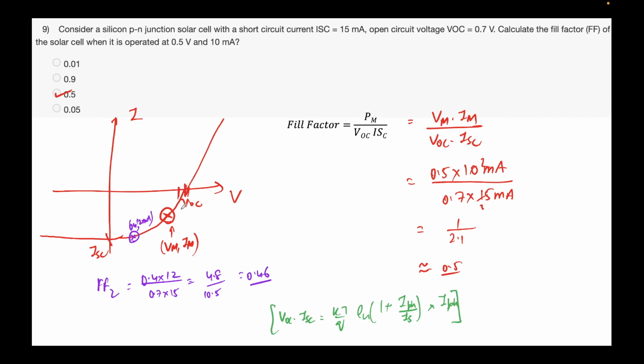Remember that the total current was I naught e to the power q VA over KT minus 1. That's the PN junction current, minus area times GOP times W times ln. So if you can just try to find out where this maximizes, that's an exercise you can do. I remember my professor asked me to do such a thing once.